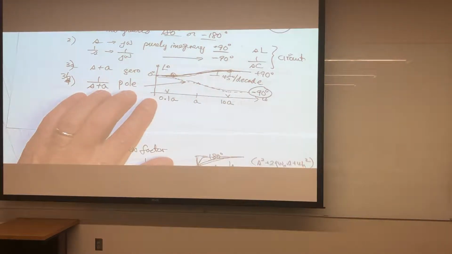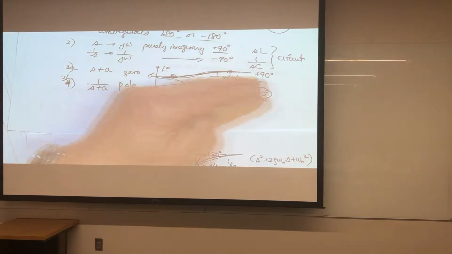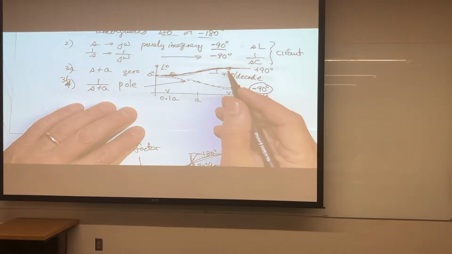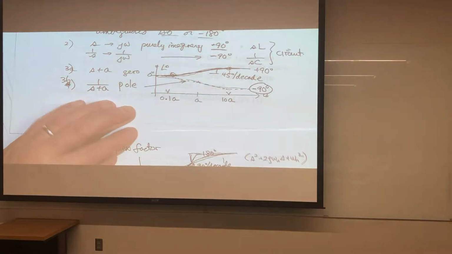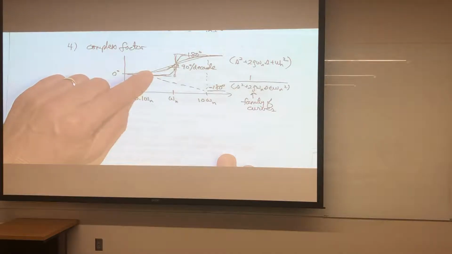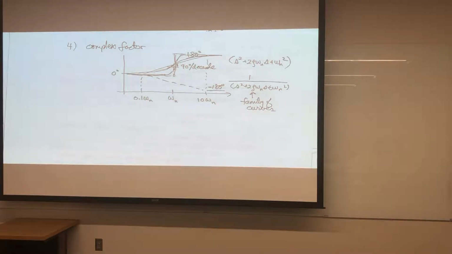Look at the first order term, and you see that it comes in flat and it goes out flat. It just changes 90 degrees, either positive 90 degrees or negative 90 degrees. And the complex factor also comes in flat and it goes out flat.